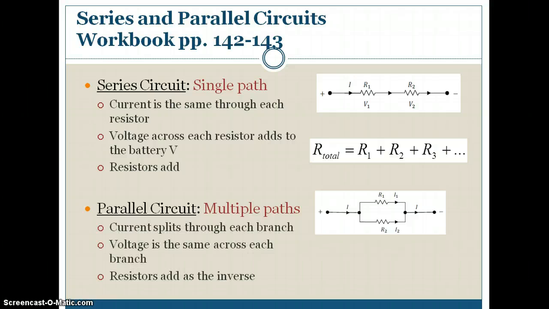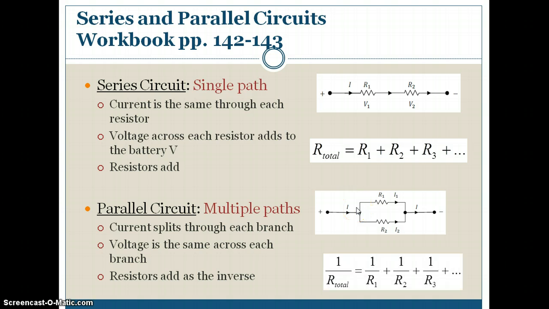For parallel circuits, it's a little bit different. The current is going to split, so it's not the same current necessarily going through each one. But the voltage, each resistor has kind of an independent connection to that battery. So it has the same voltage across it as the battery voltage.